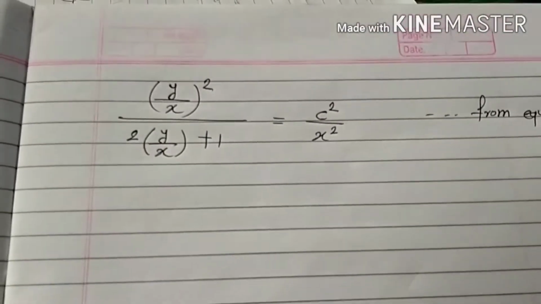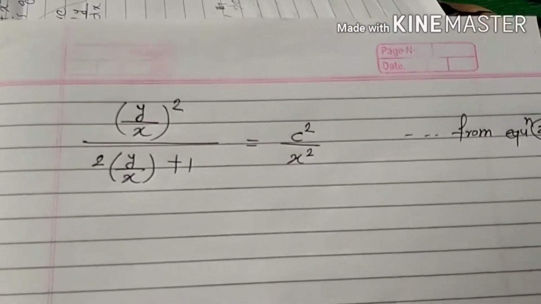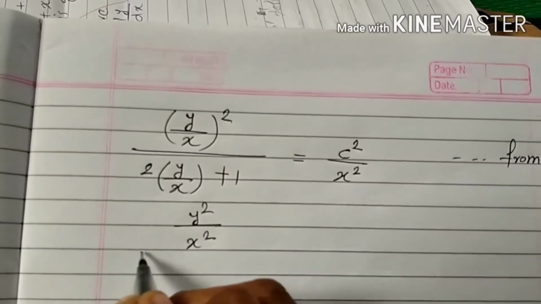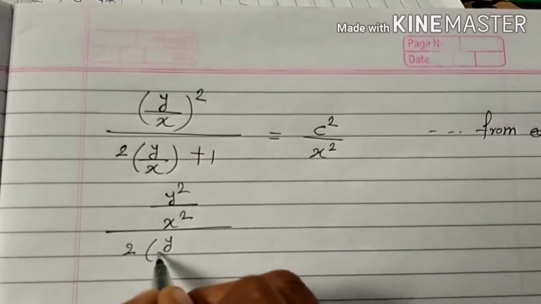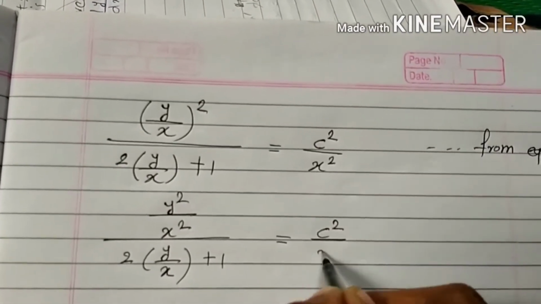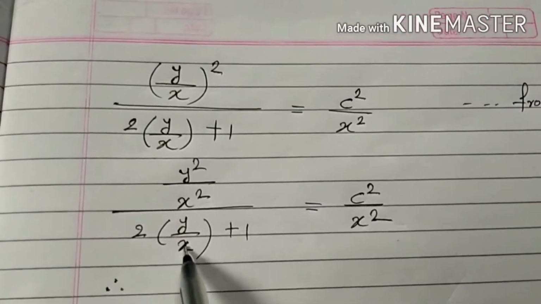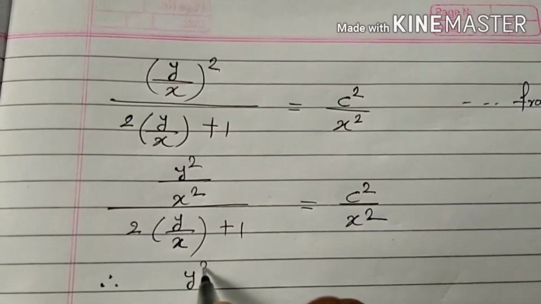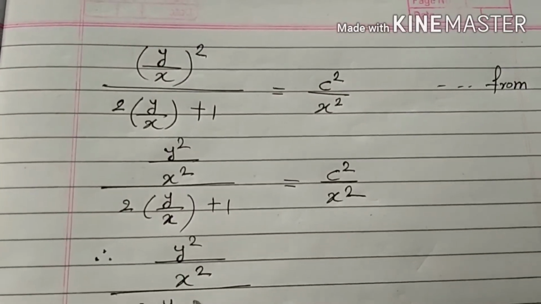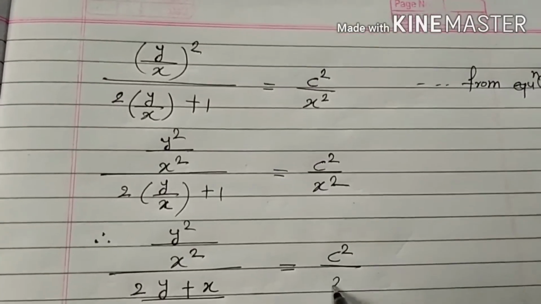So this is our next step. By using equation 2, the value of v is y upon x. Now next, (y square upon x square) upon 2y by x plus 1, which is equal to c square upon x square. Now next step is, this x is multiplied here, so therefore y square upon x square upon (2y plus x) upon x, which is equal to c square upon x square.